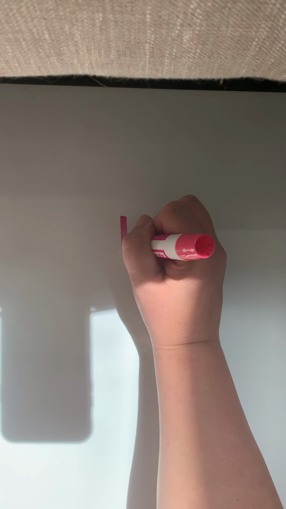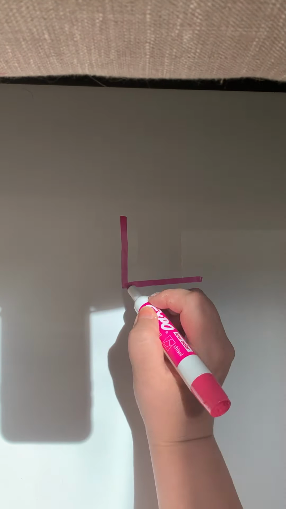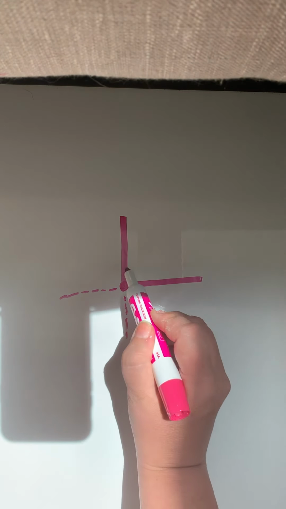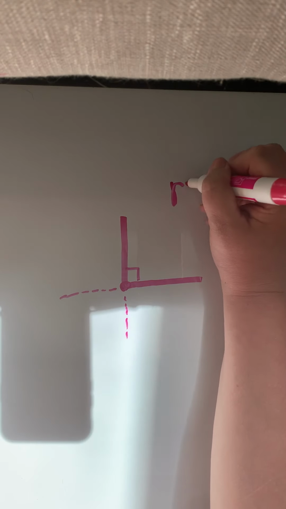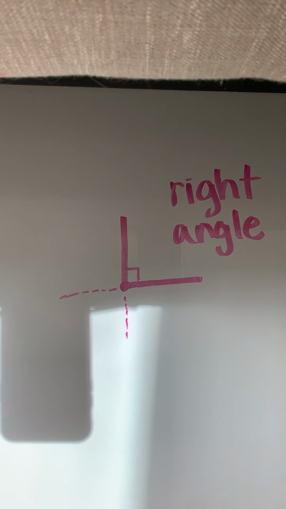Okay, let's take a look at number 3. It says, a blank is formed when 2 line segments meet. So 2 line segments meet at a point and are perpendicular to each other. What is this angle called right here, friends? Absolutely, you should have right angle written on your whiteboard.